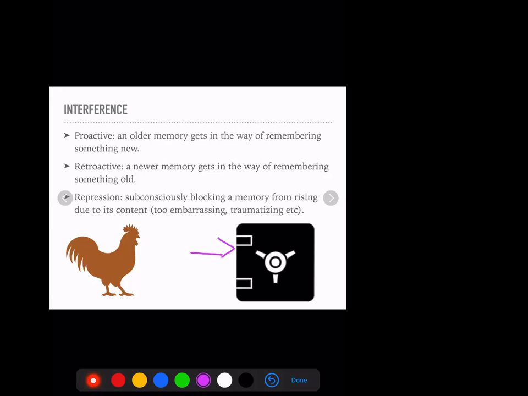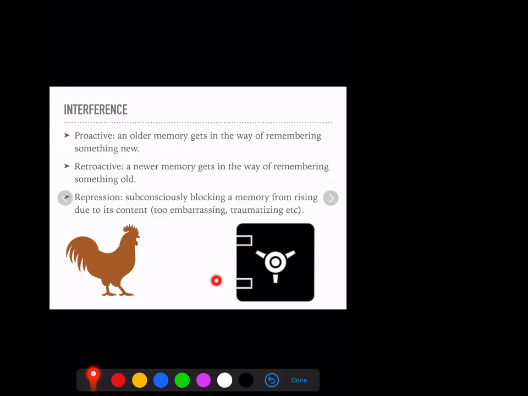So this year, when you got your new locker, you might have had a hard time learning your new locker combination because your old one got in the way, and that would be proactive interference. So when the old combination memory gets in the way of learning something new, that's proactive.